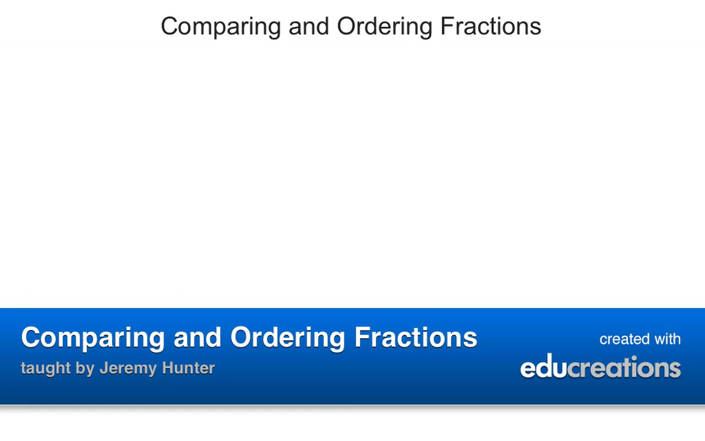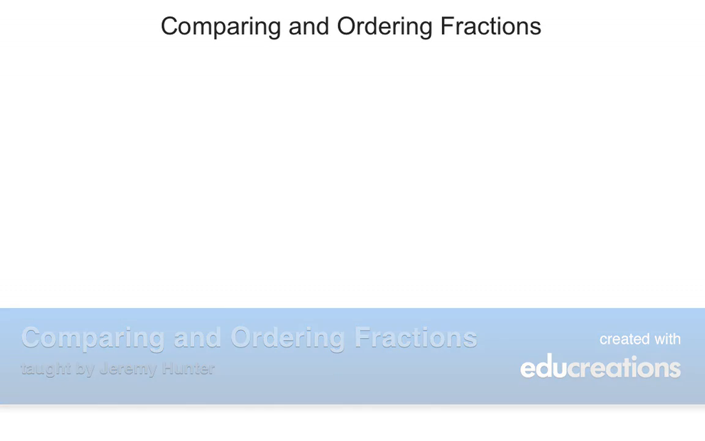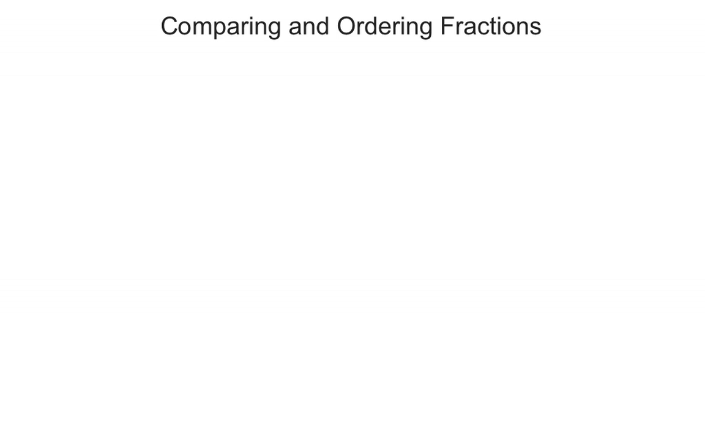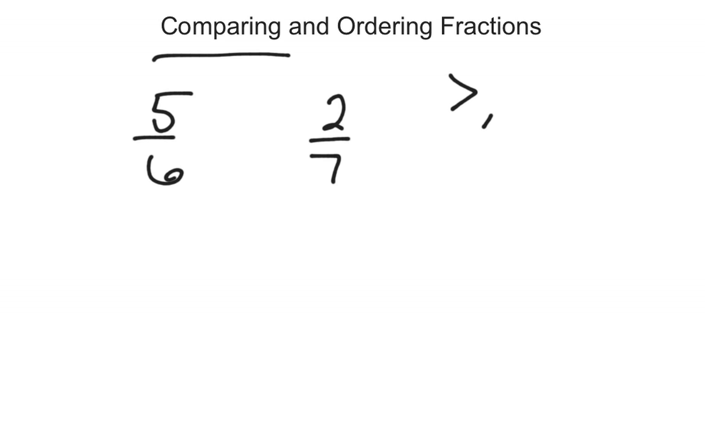Alright everybody, so for today's new lesson we're going to be comparing and ordering fractions. No different than any other comparing and ordering section. Basically, with fractions, if I'm looking at something like 5/6 and comparing it to, I don't know, 2/7, we're just saying which one's largest. Is 5/6 greater than 2/7? Is it less than 2/7? Is it equal to? So we're going to be using greater than, less than, or equal to.